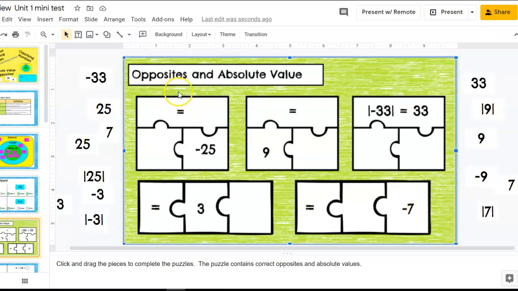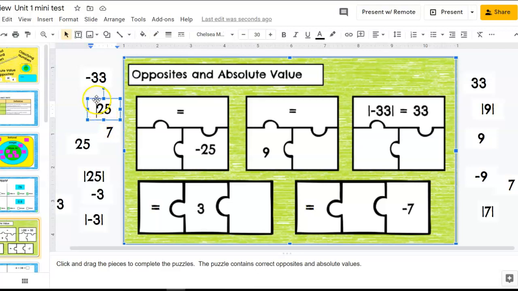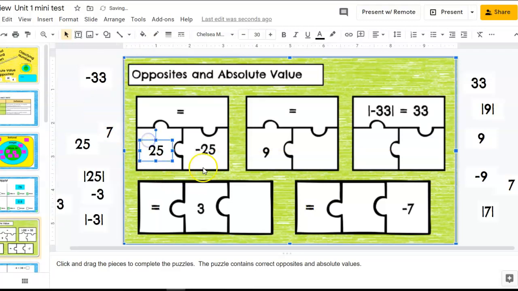So we are talking about opposites and absolute value. The opposite of negative 25 is positive 25. So I'm going to click on the 25 and then I'm going to drag it here. These are opposites. Now we're going to talk about absolute value. The absolute value of 25, the distance away from 0, is 25. Remember, absolute values cannot be negative. It is just the distance away from 0.